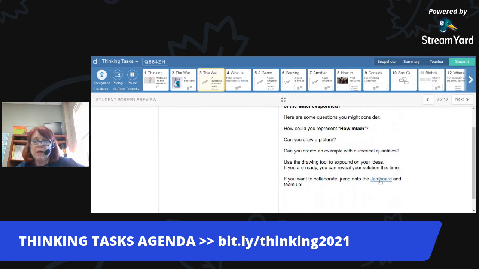So go to that link to open up your Jamboard thinking task. And there's the problem again. On this Jamboard, I've got a bunch of frames already made. So that's a problem we're going to do later. But you can go ahead and find a blank screen to work on, or you can work on this one.